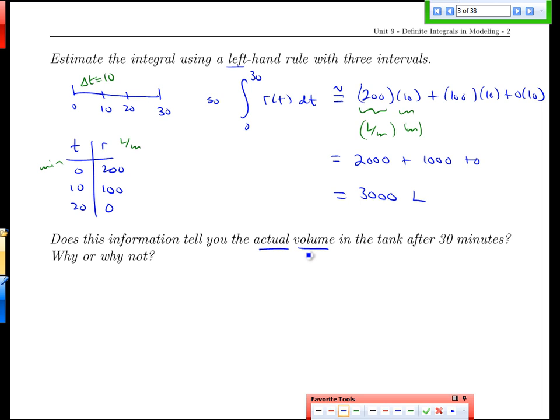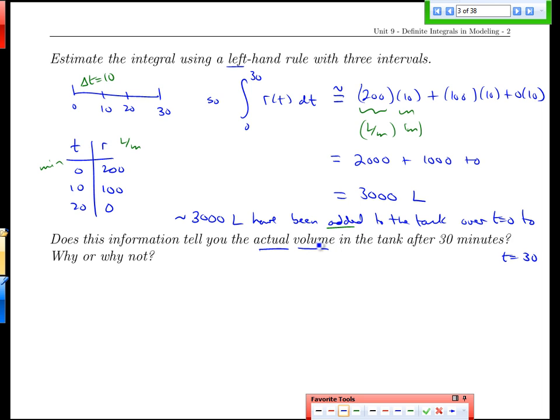Notice it does not tell us the actual volume. So what does this say? Let's put this in a sentence form. Approximately 3,000 liters have been added to the tank over t equals 0 to t equals 30. Notice that key phrase: added. It's a change. It's a net change in the volume of water.